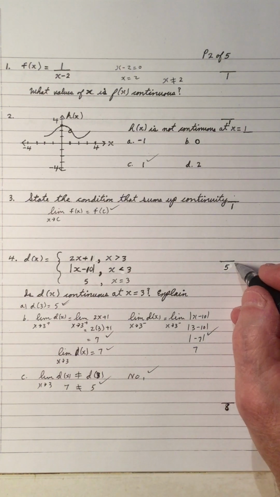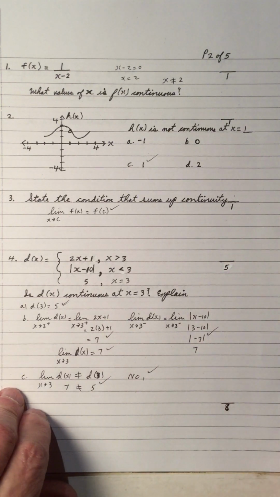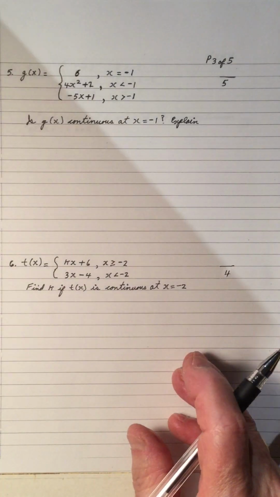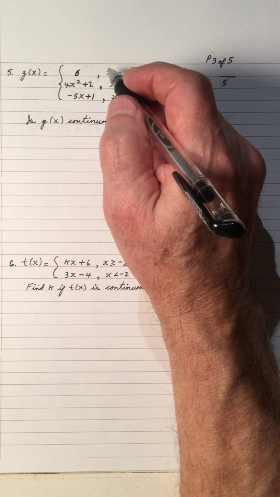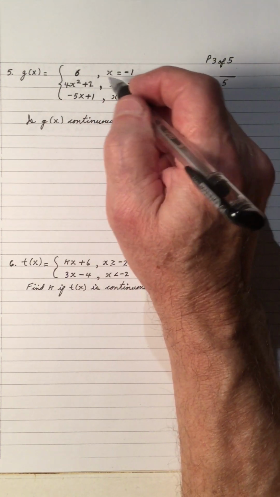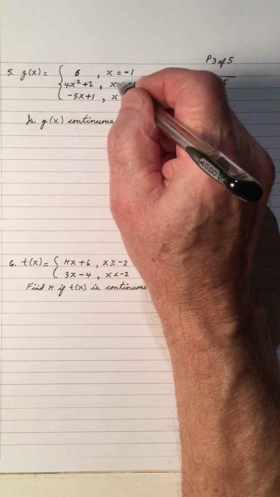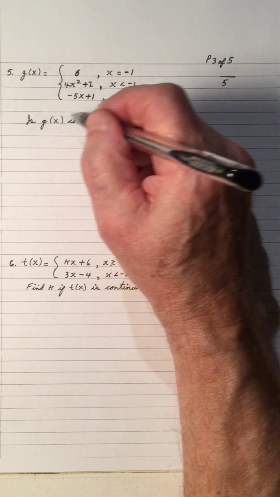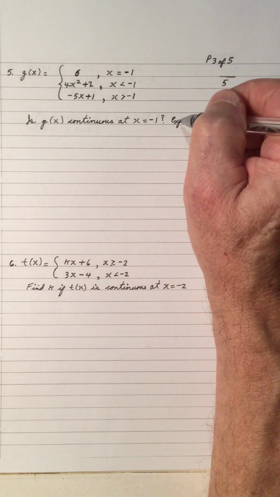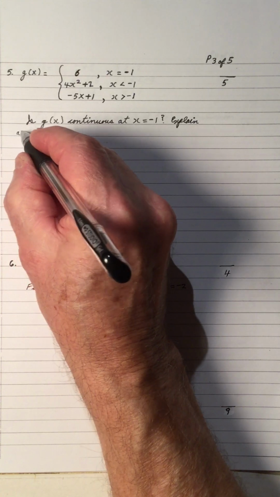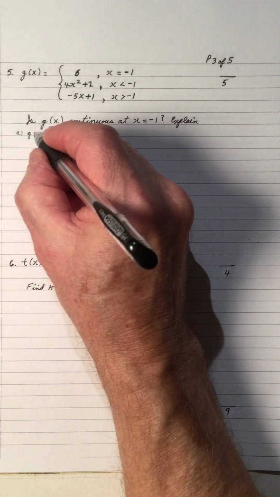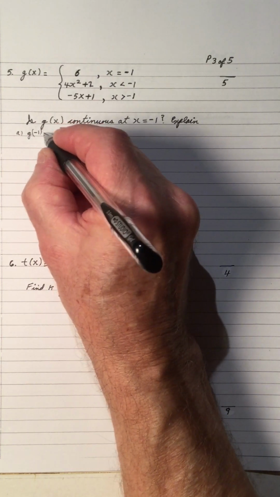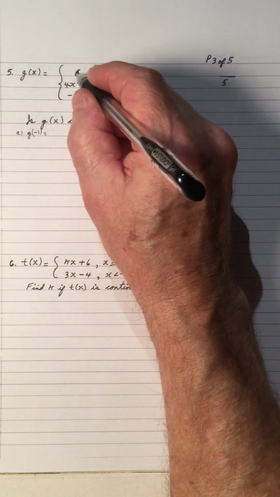So 5 marks for that question, 8 altogether. Okay, let's continue. Number 5, the g of x is equal to this piecewise function. And rather than go through each step here, is the g of x continuous at x equals -1? Again, we're looking at -1. What is the g of -1? The g of -1 is equal to 6.